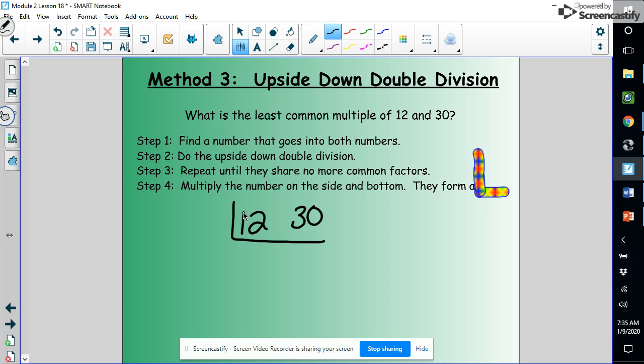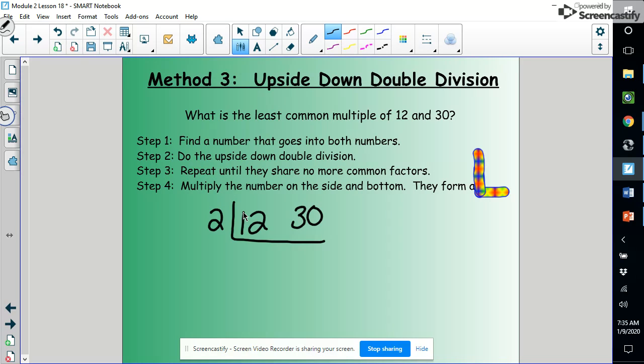So I have to find something that can divide into both 12 and 30. Thinking about my divisibility rules, I know they're both even, so I can always put a 2 outside the box. Are there other correct answers as well? Yes, you could have also said 3 goes into both of them, 6 goes into both of them. There's more than one right way to start this problem, remember. I'm just going to start with 2 though. So I'm going to do the upside down double division. If you forget how to do that, there's more details in my greatest common factor video as well.